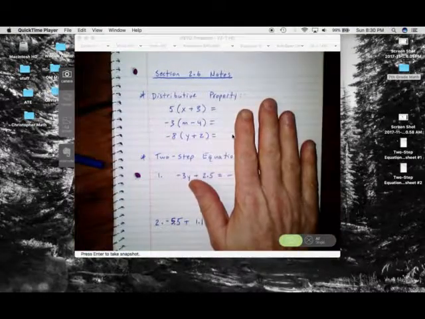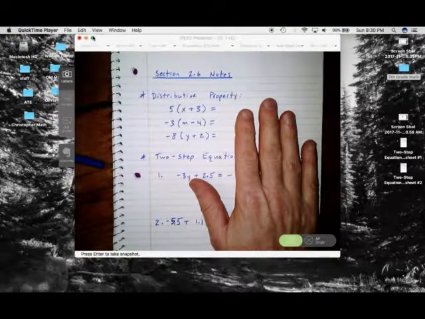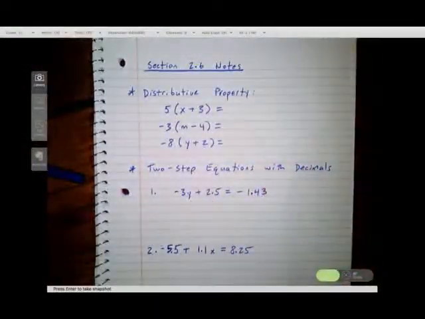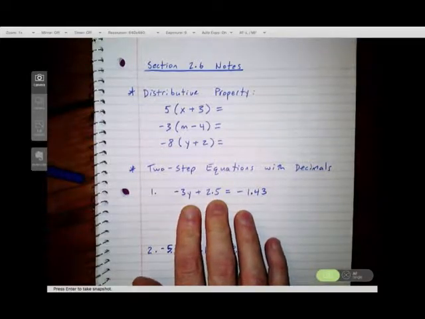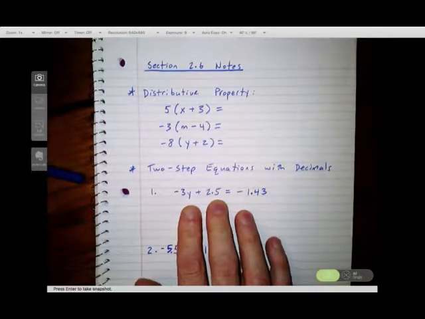Alright, so here are the notes for section 2.6, and it's going to be lots of two-step equations, and then there's going to be a couple more that actually have more than two steps, but they're not so bad once you simplify them down a little bit.